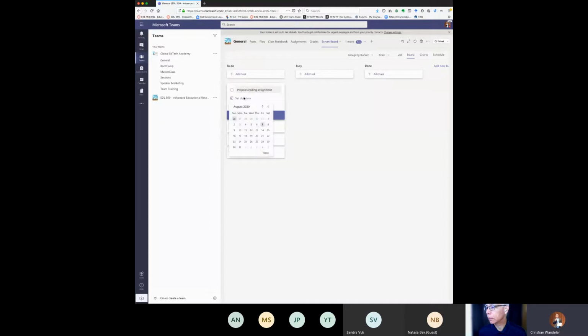Okay. I can set a due date. By when do I need to get this done? Well, this will be yesterday. Let's make it due tomorrow. And I can assign it to somebody. I'm going to assign this to myself, right?